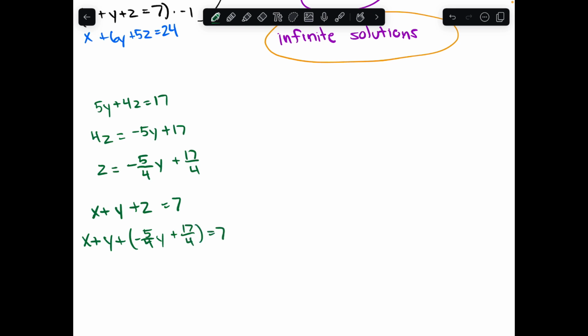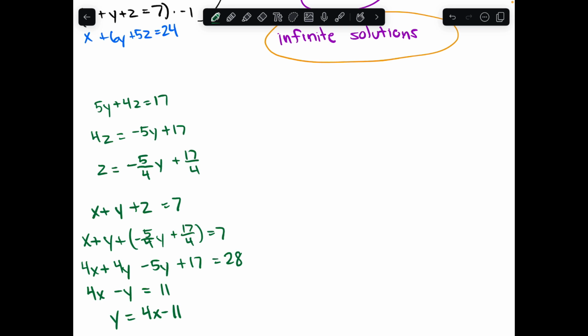I'm going to go ahead and multiply everything by 4 just to get rid of our 4's in the denominator. So we're going to have 4x plus 4y minus 5y plus 17 is equal to 28. So now, combining our y terms and subtracting 17 to the other side, we have 4x minus y is equal to 11. So I'm going to add y to the other side, and I'm going to subtract 11 from the other. So we're going to get y is equal to 4x minus 11.